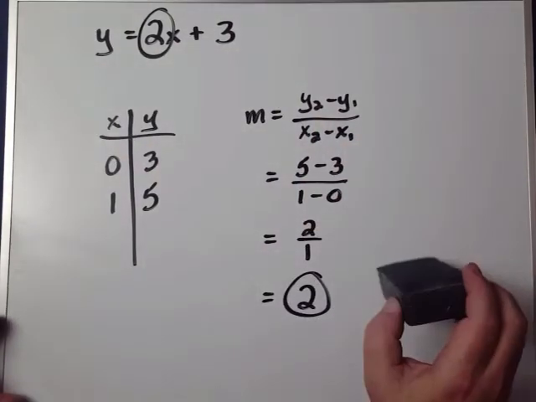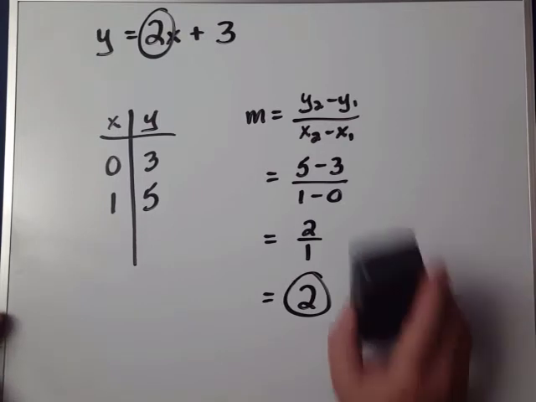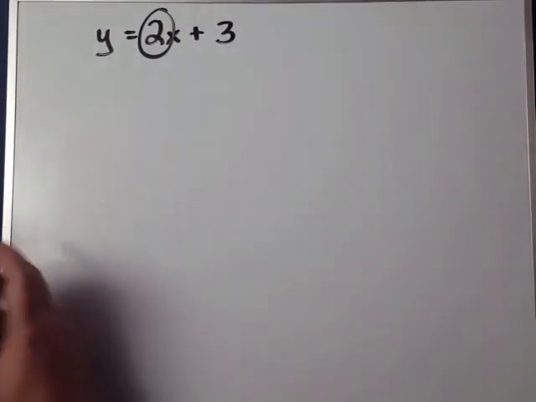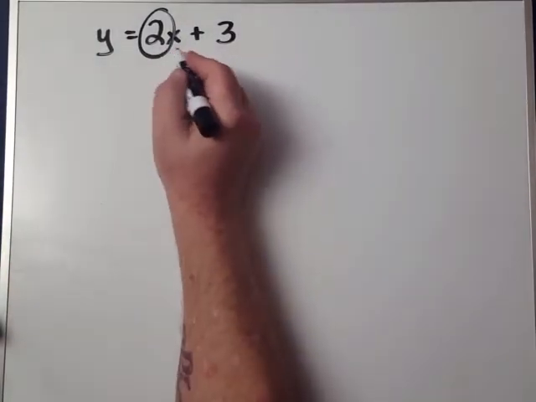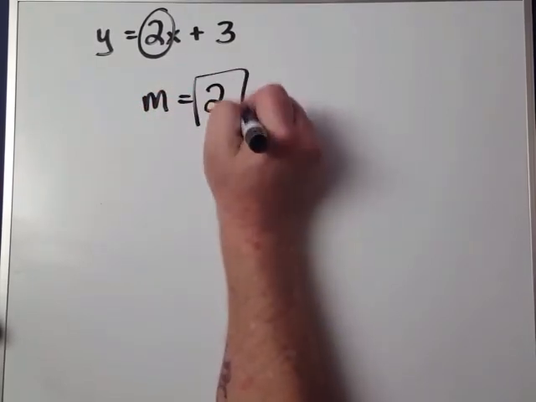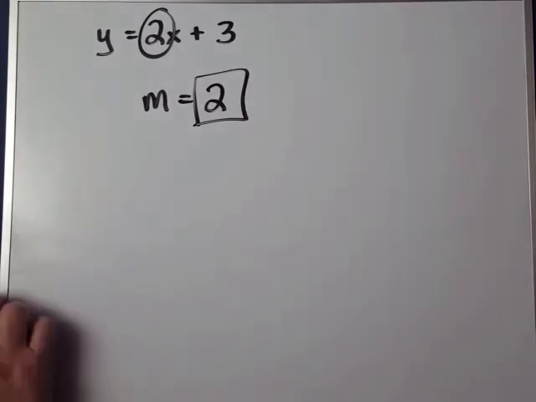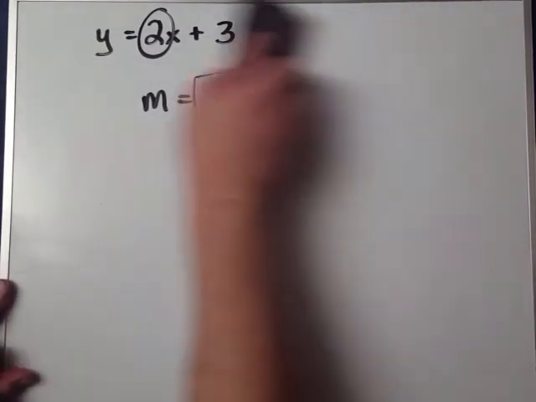So if I'm given this problem, I don't need to go through all this each time. It turns out that once the equation is solved for y, the slope is simply the coefficient on x. Done. Number 50.